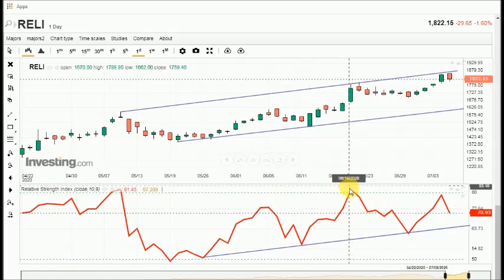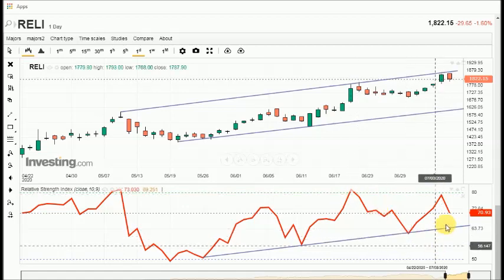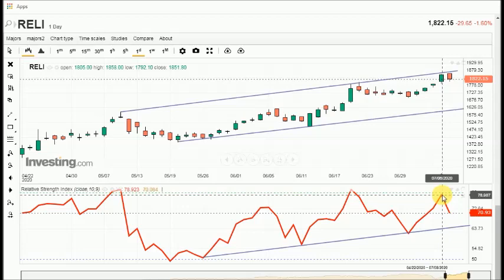From there, continuously it went up a bit. Then in the mid of June, it had again touched that, and from there it had a retracement. Today again it was near that 79 mark, and from there it has fallen.